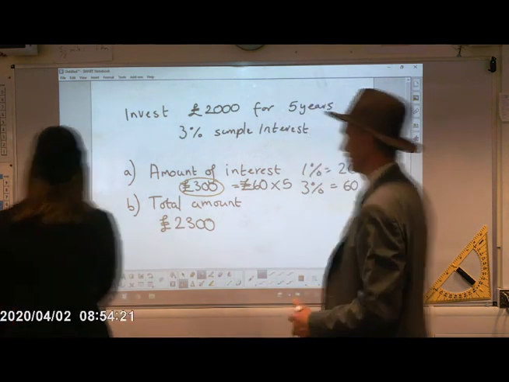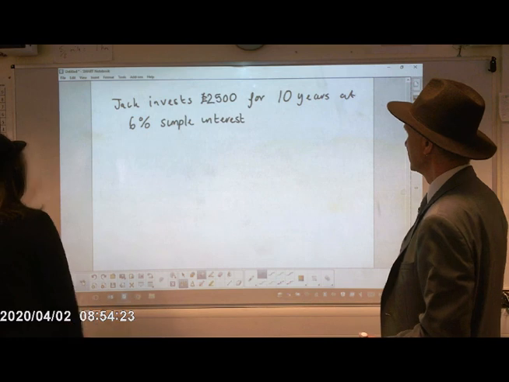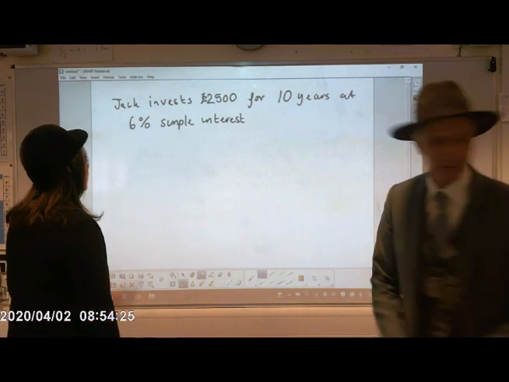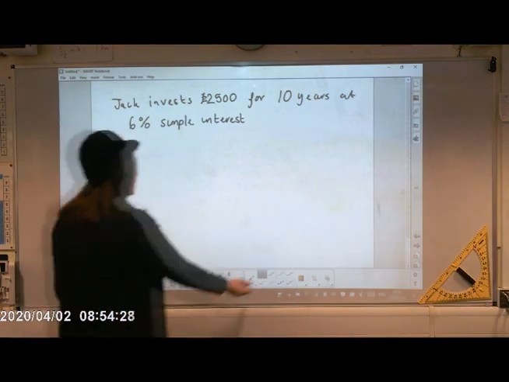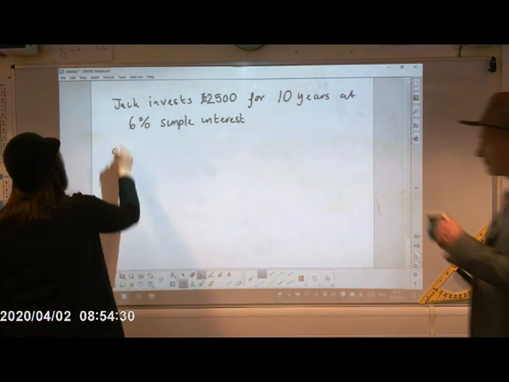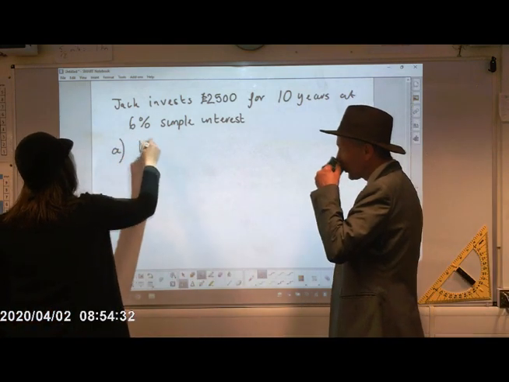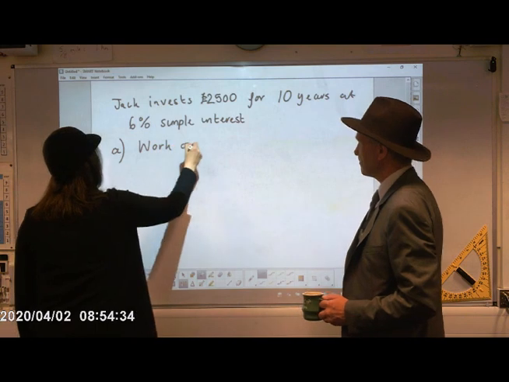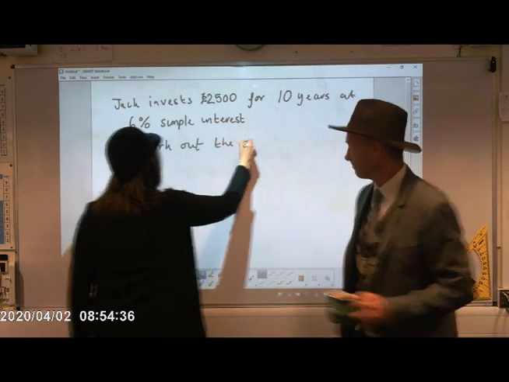Well done. Okay, so Jack invests £2,500 for 10 years at 6% simple interest. Work out the amount of interest.